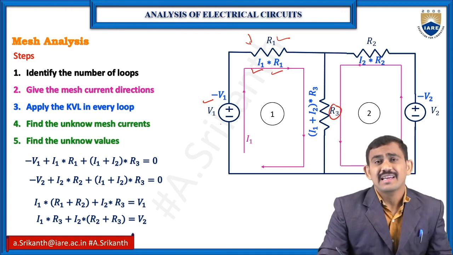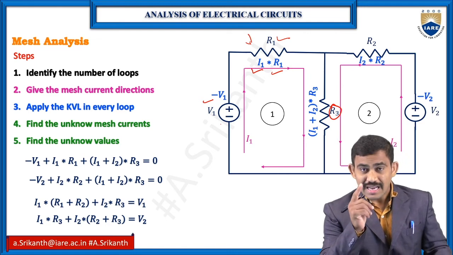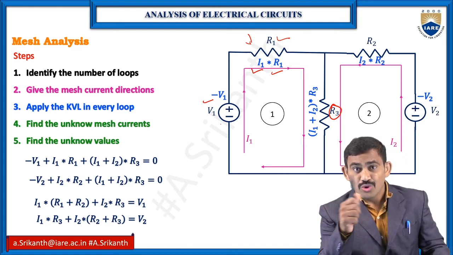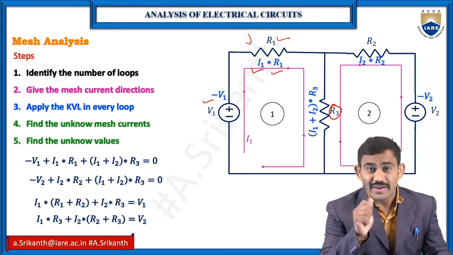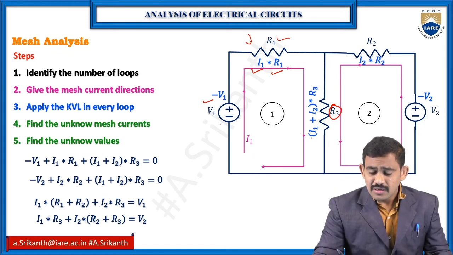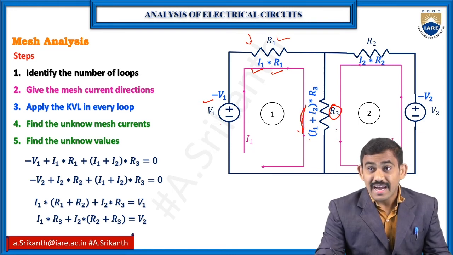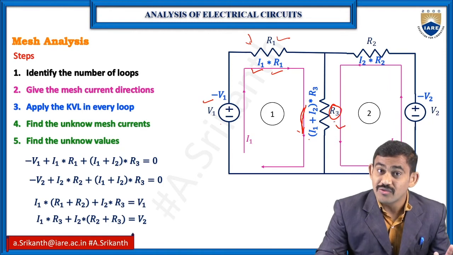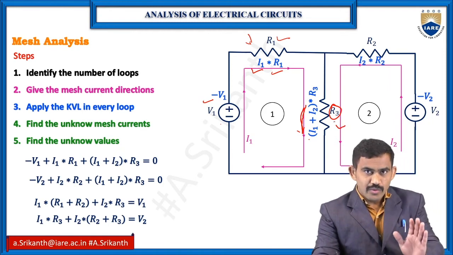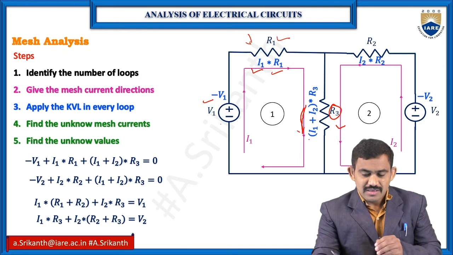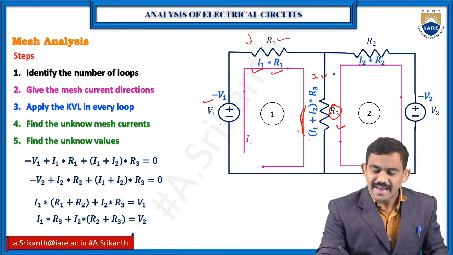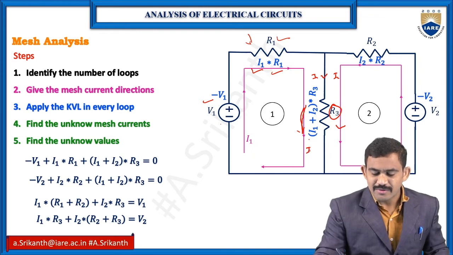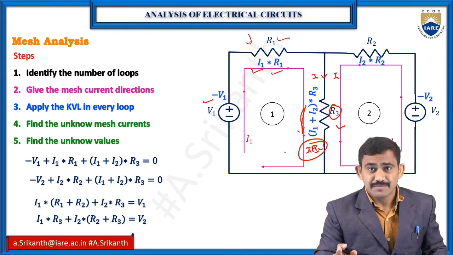Coming to R3, I have two currents, because R3 is connected between two loops, loop 1 as well as loop 2. For these two currents, check the directions. The I1 direction is downwards, and the I2 direction is also downwards. Both directions are the same, so I1 is incoming and I2 is also incoming. So we have the formula I1 plus I2. That is your total current.